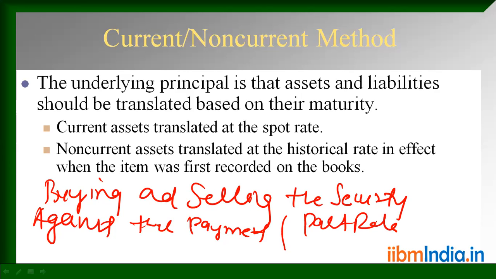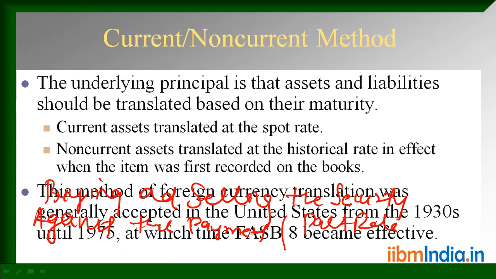Okay, so current asset is translated at the spot rate and the non-current asset is translated at the historical rate. What is the historical rate? Historical rate is the rate we consider when the very first item was recorded in the books. That is all about the current and non-current method.